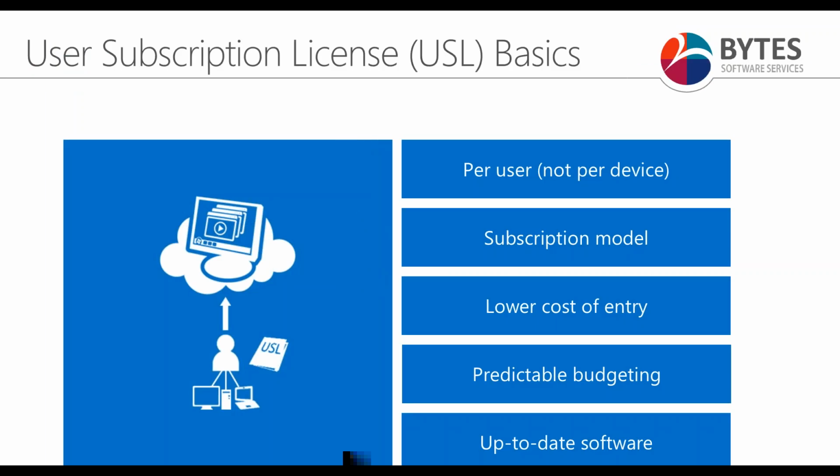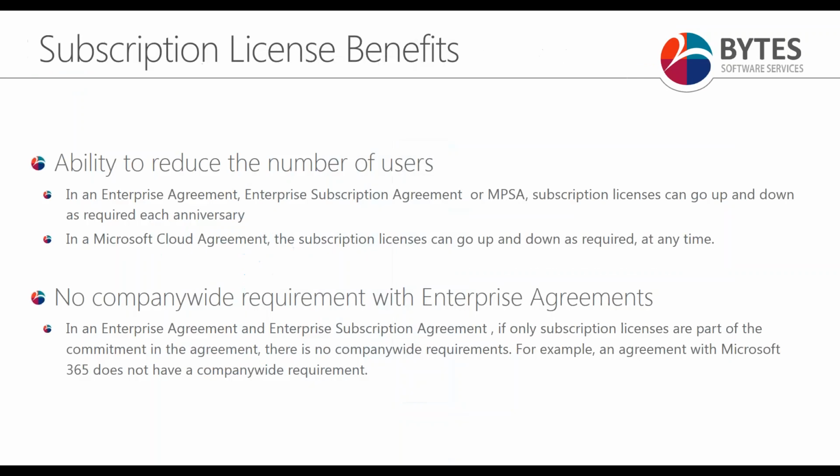So Enterprise Mobility and Security and Microsoft 365 are licensed on a per-user basis and always on a subscription model. Now, what that allows us to do is to have more flexibility. So that means that you can pay for what you use, especially if you have an agreement that's more flexible, like the Microsoft Cloud agreement, where you can reduce your licenses on a monthly basis. In other agreements, such as the enterprise agreements, then you can change the numbers of licenses, reduce that at anniversary.